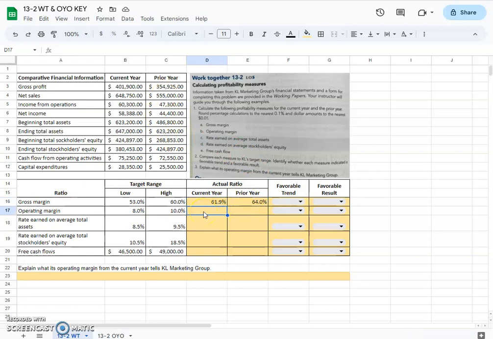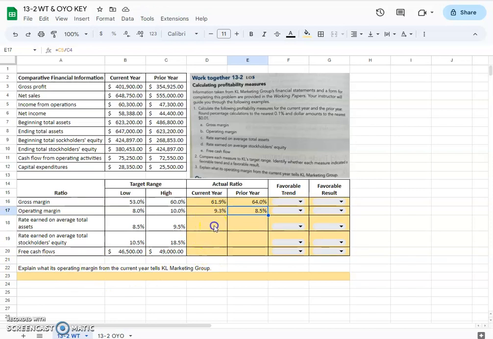Okay, operating margin. This is calculated as income from operations, and we'll take divided by net sales, and that is 9.3% current year, autofill over 8.5% for our prior year.